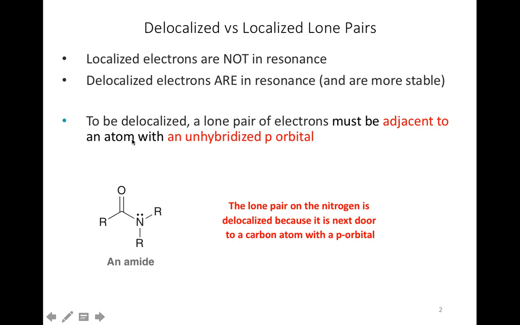Now, to be delocalized, a lone pair of electrons must be adjacent to an atom with an unhybridized p orbital, and also they must be in an unhybridized p orbital themselves. So, when I look at this Lewis structure, I have a lone pair, it's adjacent to this carbon participating in a double bond, and so in order to form that pi bond, it must have an unhybridized p orbital, and so this lone pair should be delocalized.